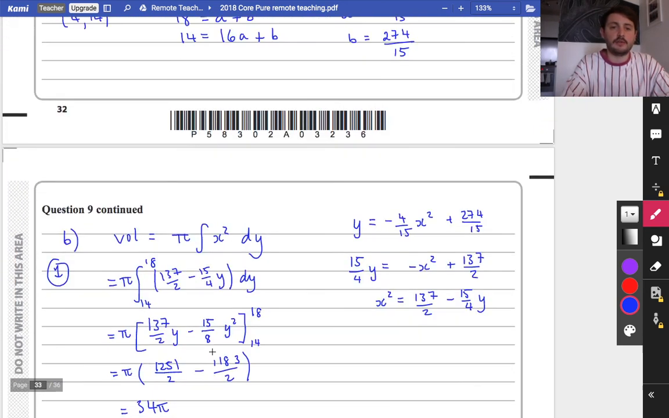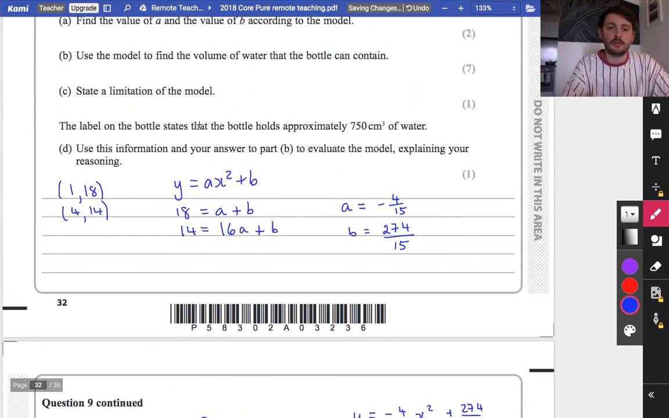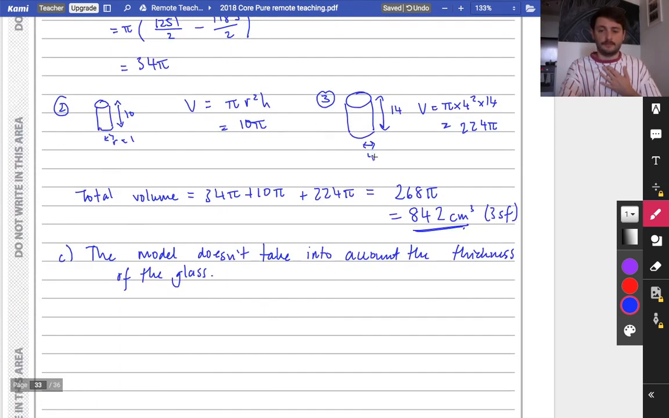And then part D of the question says, the label on the bottle states that the bottle holds approximately 750 centimeters cubed of water. Use this information and your answer to part B to evaluate the model, explaining your reasoning. Now, even if you got part B wrong, you can still get this mark for making a comparison. So we think there's going to be 842.